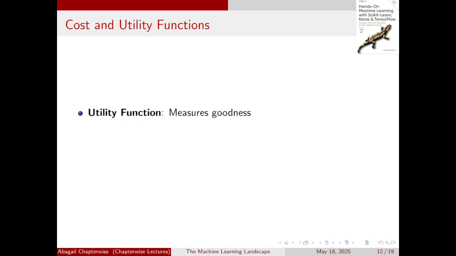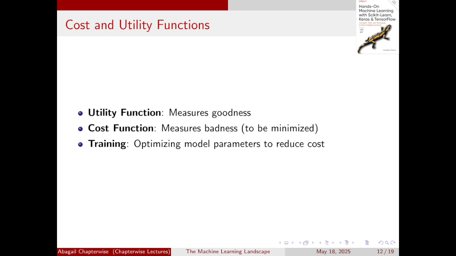To train a model, we need a way to measure its performance. That's where utility functions and cost functions come in. A utility function tells us how good our predictions are. A cost function tells us how bad they are. During training, the goal is typically to minimize the cost function by adjusting the model's parameters. This process is known as optimization. By minimizing cost or maximizing utility, we improve the model's ability to make accurate predictions.